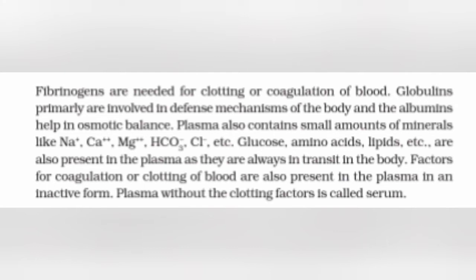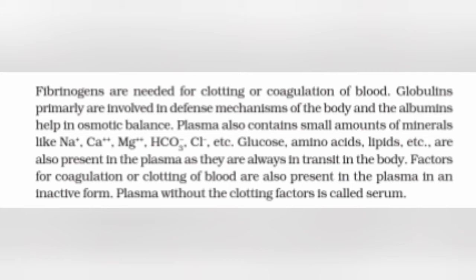Fibrinogens are needed for clotting or coagulation of blood. Globulins primarily are involved in defense mechanism of the body, and the albumins help in osmotic balance. Plasma also contains small amount of minerals like sodium, calcium, magnesium, bicarbonate and chloride, etc. Glucose, amino acids, lipids, etc. are also present in the plasma as they are always in transit in the body. Factors for coagulation or clotting of the blood are also present in the plasma in an inactive form.